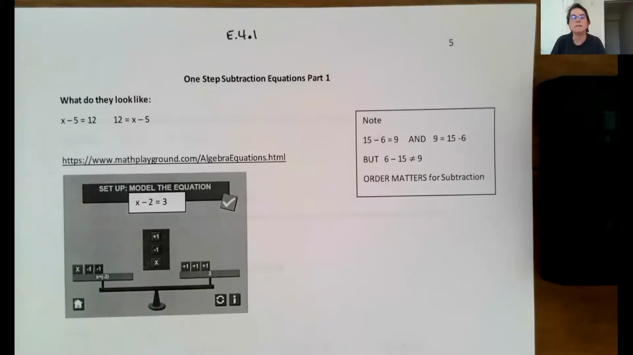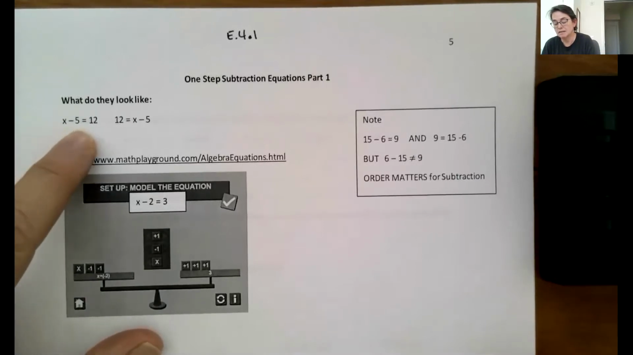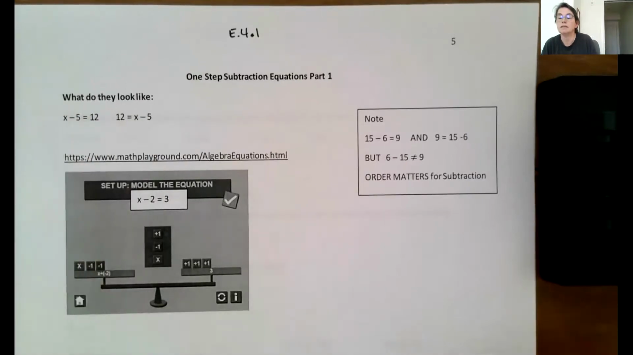Hi, we're going to look at one-step subtraction equations. This is part 1 of 2. So we're going to start out just like we did with the addition ones, with a quick look at what a subtraction equation looks like. It's a little boring compared to the addition ones, where there are a lot of options, because it's either going to look like x minus 5 is equal to 12, or you flip it left to right.